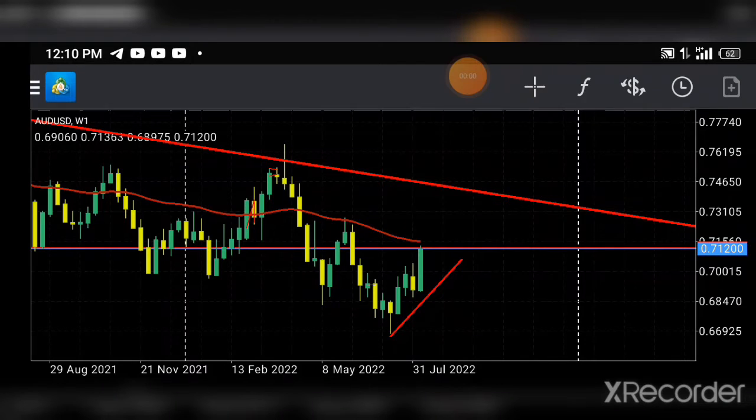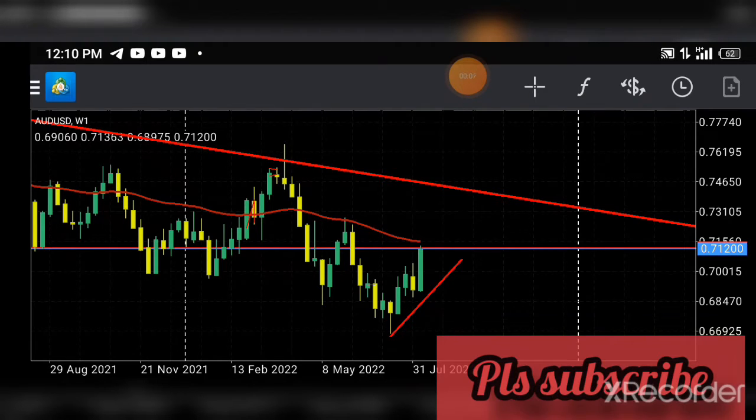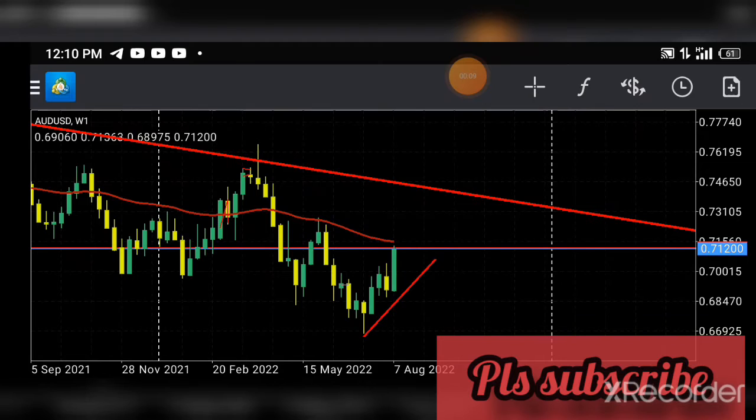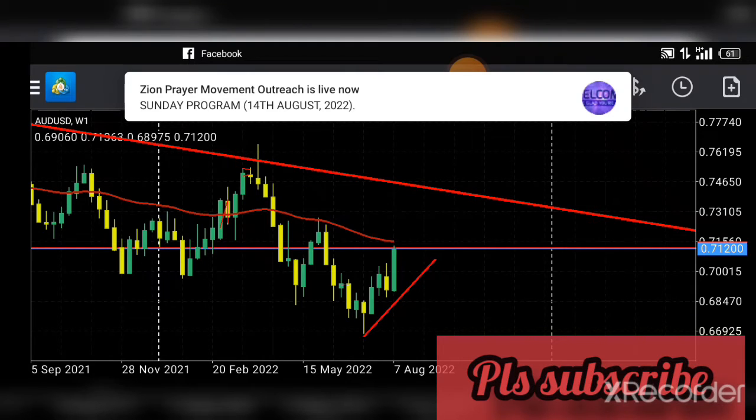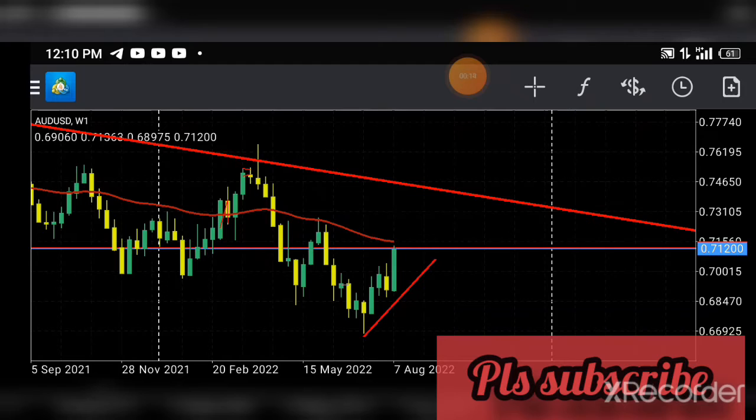So guys, Australian USD is one of the currencies in the forex market that respects trend lines and respects zones. In today's video, I'm going to be showing you how you can catch at least 200 to 300 pips, even up to 1,000 pips, when it comes to trading Australia USD. Without wasting much of your time, let's dive into this.